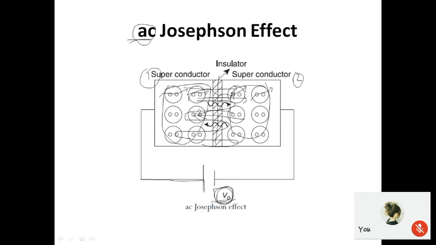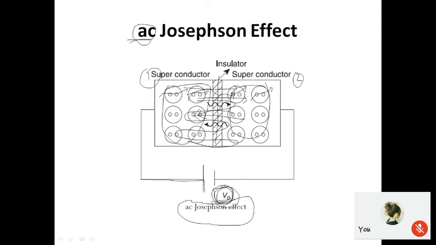These oscillations of Cooper pairs between 1 and 2, or we can say the corresponding Cooper pair waves, will also start oscillating through the insulating layer, due to which we get an alternating current flowing through this insulating layer in the presence of the applied voltage V naught. Therefore, it becomes an AC Josephson effect.